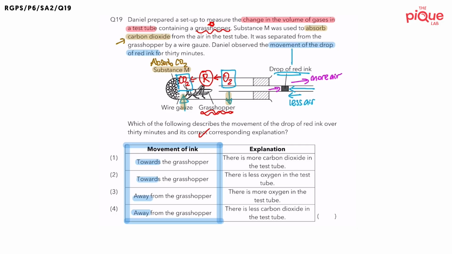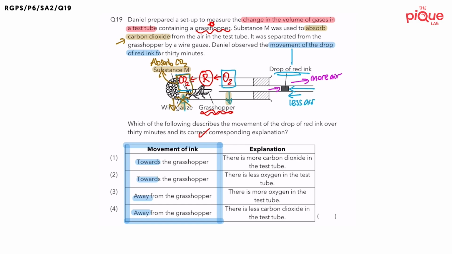So what does this mean for the carbon dioxide that is being released by the grasshopper? This means that the carbon dioxide is now being absorbed by substance M, and this will not cause the amount of air in the glass tube to increase in volume. Instead, will there now be more or less air in the glass tube? Because carbon dioxide is being absorbed, there will be less air in the glass tube.